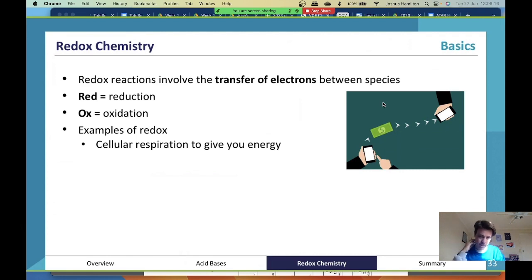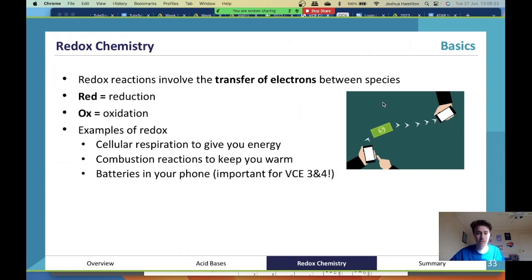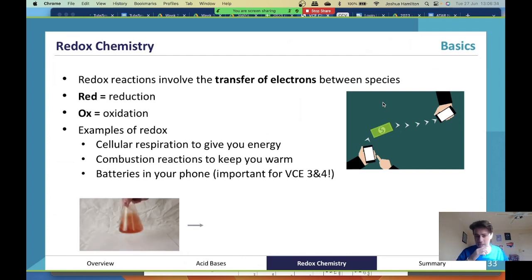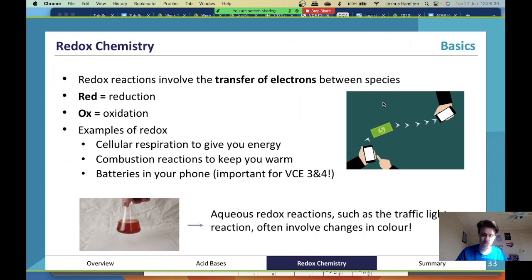So cellular respiration to give you energy is an oxidation reaction. Combustion to keep you warm, or combustion of the petrol in your car, is a redox reaction. Batteries in your phone, redox reactions. This is important for Units 3 and 4 chemistry. All of these concepts can happen in a direct or indirect way. As you can see here, this color changing is a direct reaction, and this is a redox reaction. Aqueous redox reactions, such as the traffic light reaction, often involve color change. This is an example of a direct redox reaction.